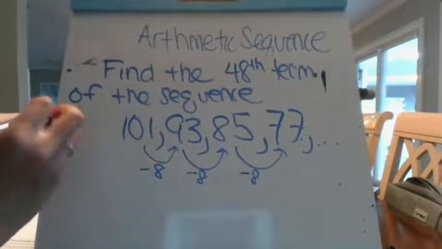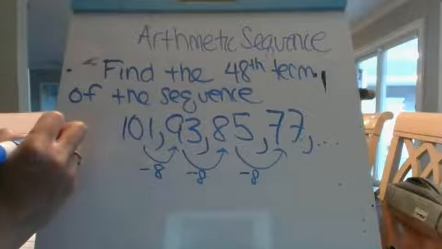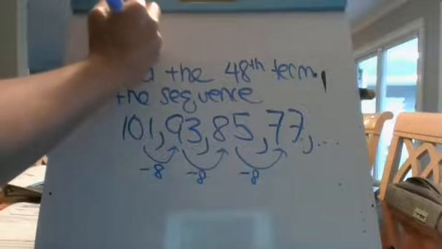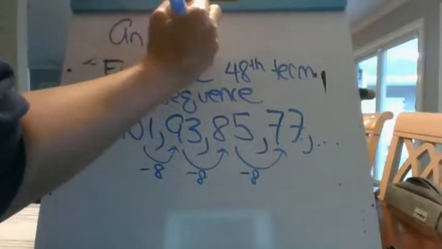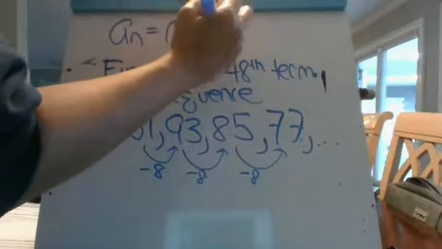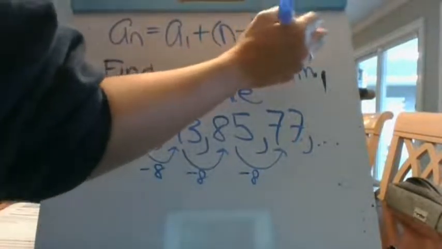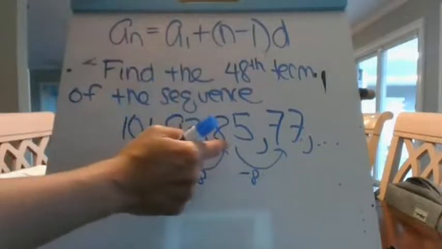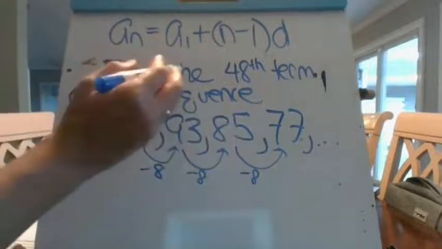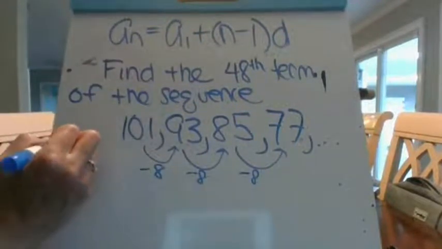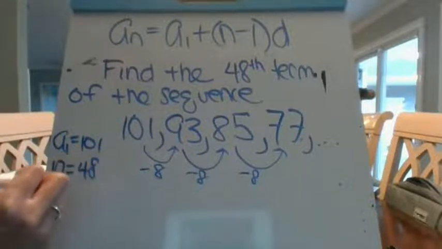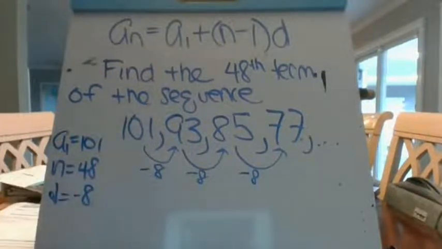All right, so now I need my formula. So the formula, let's put it at the top here, is a sub n is equal to first term, a sub 1 is first term, plus n minus 1 times the common difference. N is the number term we're looking for. D is the common difference. What's different from one term to the next? All right, so this one, my first term is 101. I'm looking for the 48th term. So my n is 48. And my common difference is negative 8.